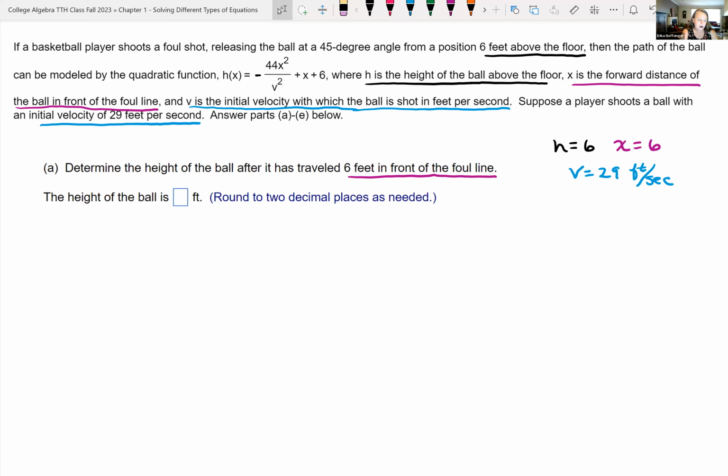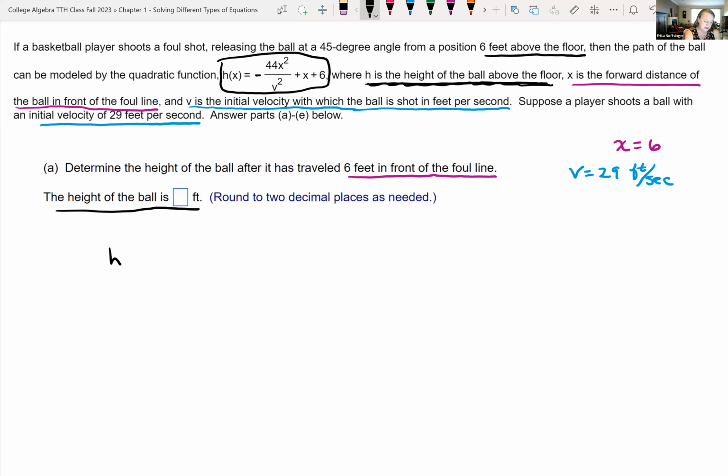So when going through here, I picked a piece of information that was not relevant. The 6 feet above the floor was the height of the ball when they were releasing the ball at a 45-degree angle. What we're trying to find here is the height of the ball when we are 6 feet in front of the foul line. That's x is equal to 6, and the initial velocity is 29 feet per second. And so we're going to go into our equation of h of x and plug in our values. H of x gives us the height of the ball above the floor, which is what we're trying to find.